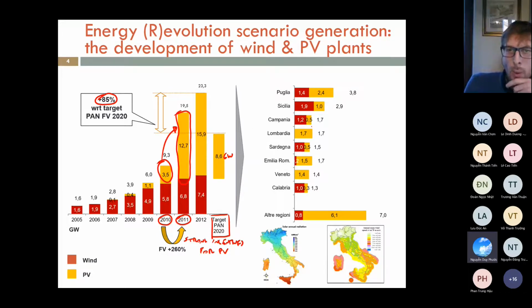But where are wind and PV installed in Italy? Look, as I showed you already, most of the power is in the southern regions, so Puglia, which is here, Sicilia, which is here, Campania, which is here, for wind and PV. And then we have some PV in Lombardy and something in Sardinia. But most of the production from RES is from the south.